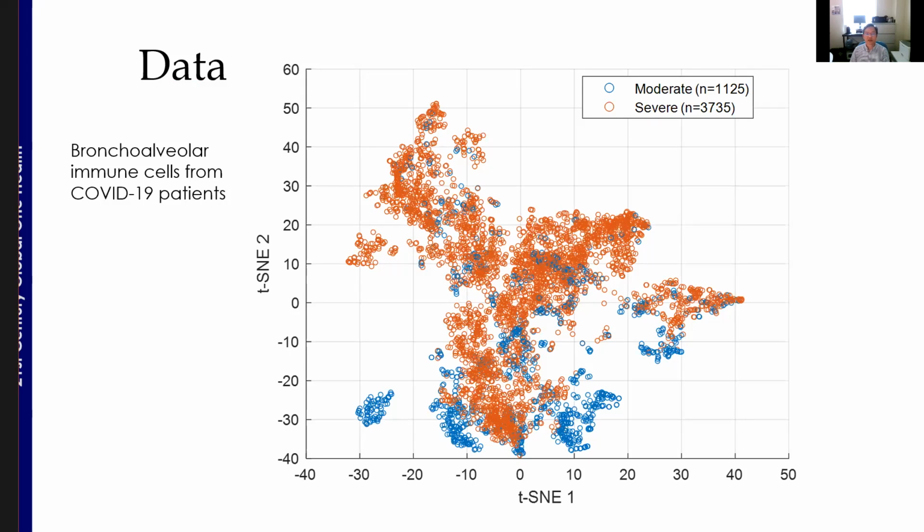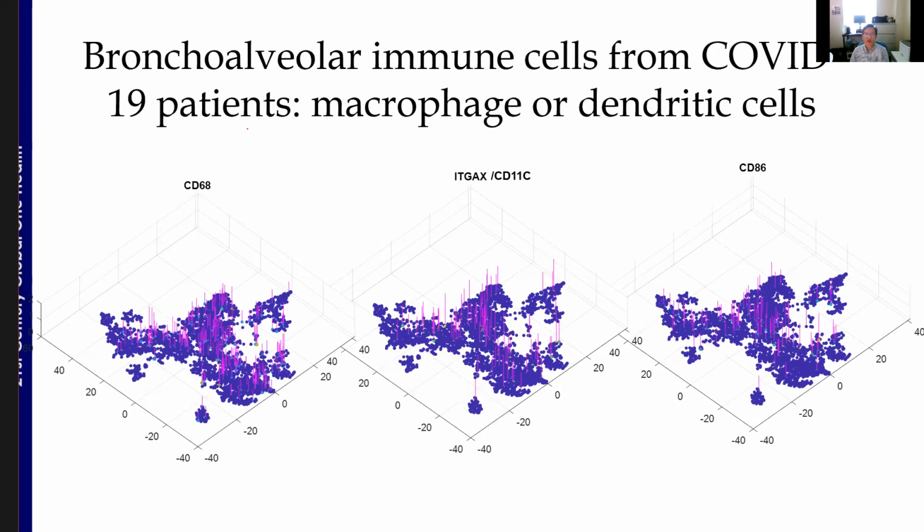So that's the data we downloaded, and again, these are immune cells from patients. The red cells are from severe patients, we have over 3,000 cells, and from mild symptom patients, the blue cells, there are 1,100. Using so-called marker genes, because there are some genes we know are only expressed in macrophages or dendritic cells, we can confirm most of those cells are either macrophages or dendritic cells, they are immune cells.